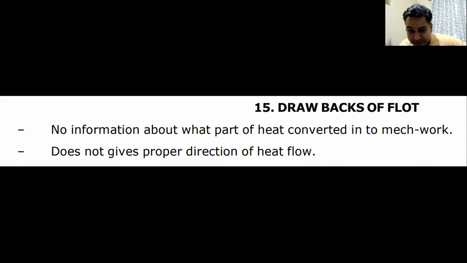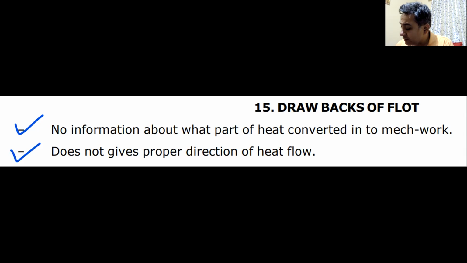Okay. Now, the next thing is drawbacks of FLOT, FLTD, first law of thermodynamics. What are the drawbacks? You must remember these drawbacks. The first drawback is it does not tell you how much amount of heat, how much part of the heat is converted into work. For different processes, different amount of work is done for different amount of heat. So it does not give you any information. It is only telling you delta Q is delta U plus delta W. It does not tell you how much is delta W and how much is delta U.